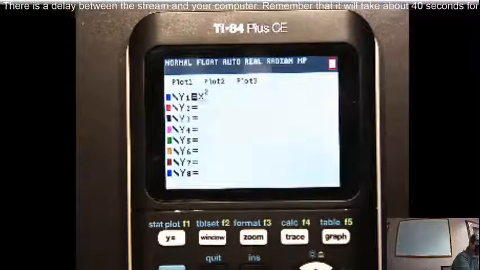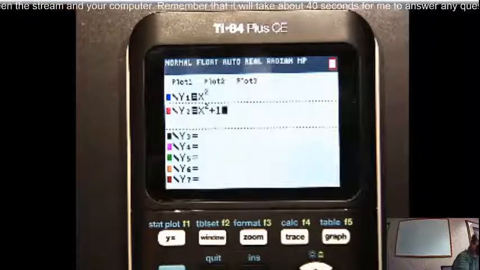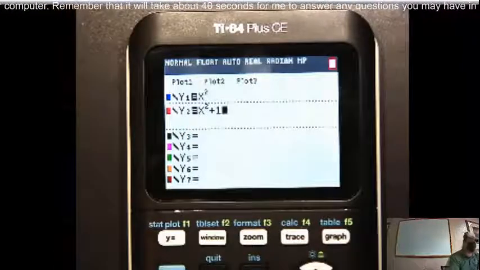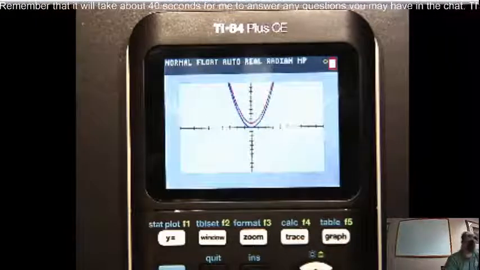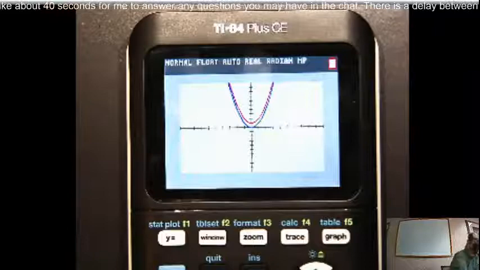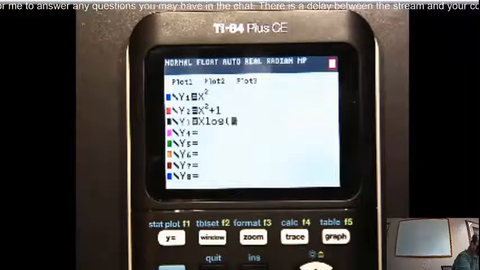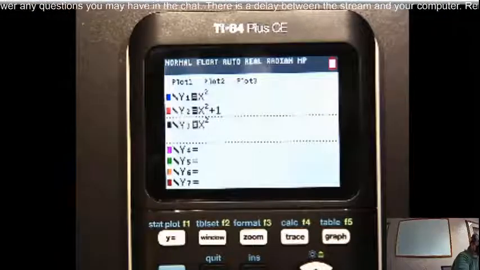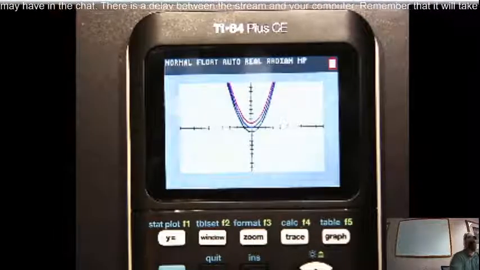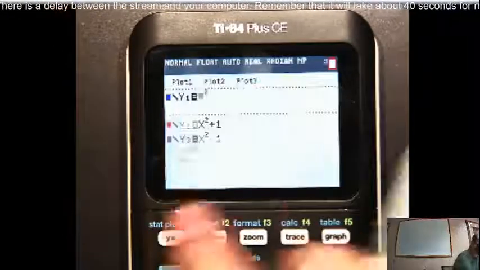Let's try x squared plus 1. Same thing that we did with our previous really simple example. Again, it just shifts the graph up 1. x squared minus 1 shifts the graph down 1. So same thing, still what we can expect to see.